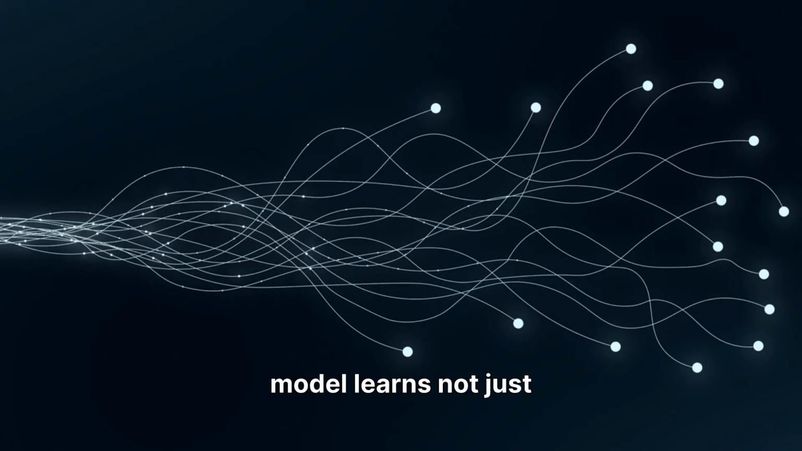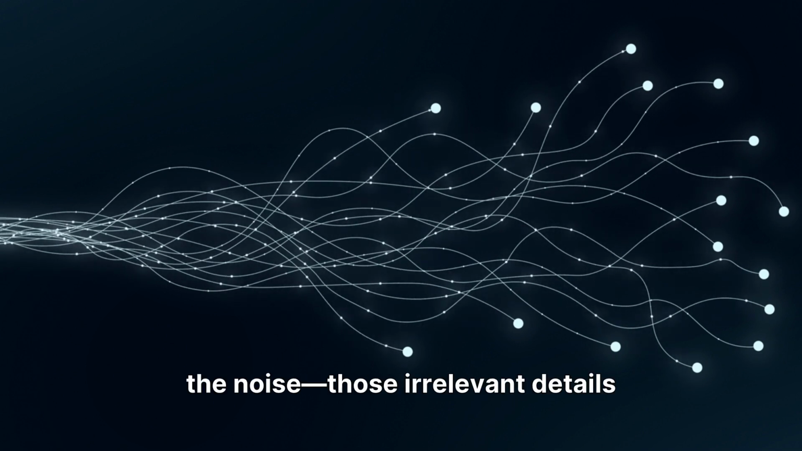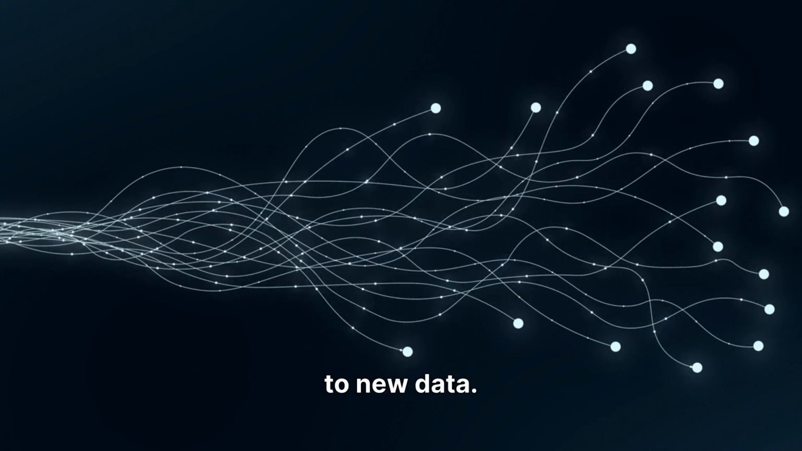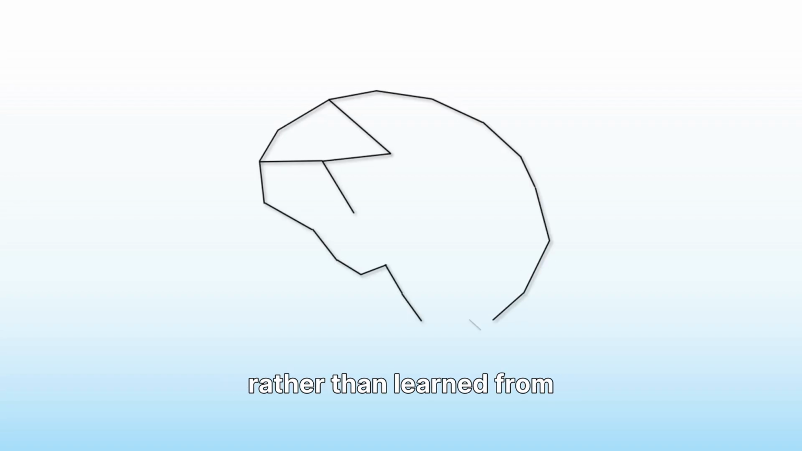Overfitting occurs when a model learns not just the underlying patterns in the data but also the noise, those irrelevant details that don't generalize well to new data. In graphs, overfitting looks like this. Imagine a line that twists and turns dramatically to touch every single data point. This line fits the training data perfectly but fails miserably when faced with new, unseen data. The model has essentially memorized the training data rather than learned from it.